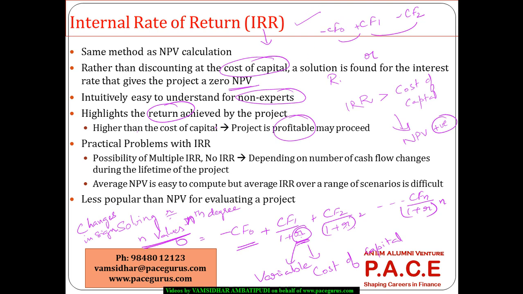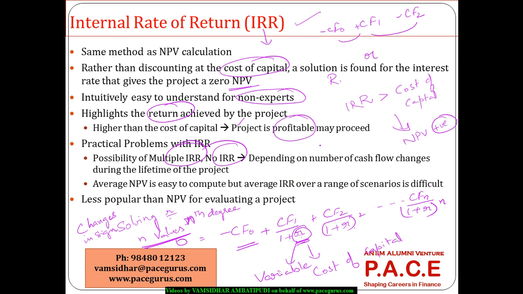Now this is what we see with this approach: there is a possibility of multiple IRRs, or there may not be any single IRR at all, which means there is no way my NPV can become zero. For all interest rates my NPV could be positive, or it might very well be possible that for all interest rates my NPV could be negative. So there is no way it can move from positive to negative, which means there is no IRR at all. That is what creates the limitation with respect to the usage of IRR.